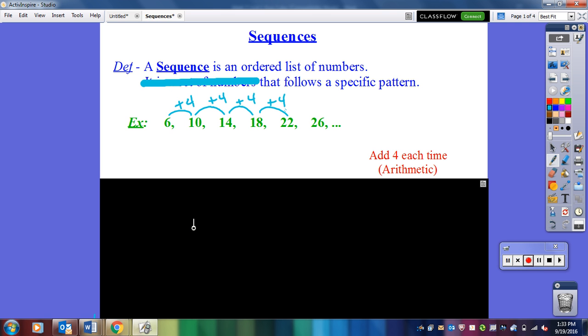And if you want to get into all the fine details, this number would be called our common difference. We'll talk more about that in just a little bit. Here's another sequence of numbers.